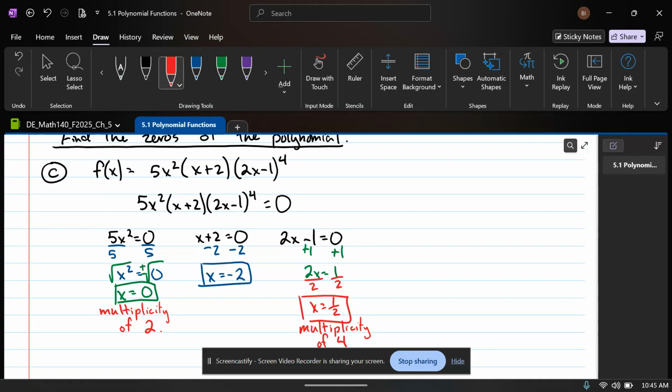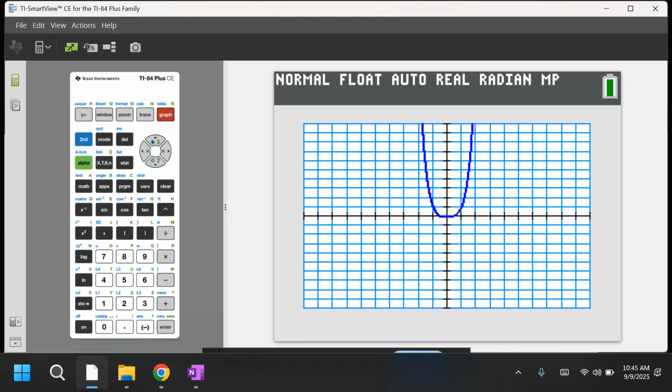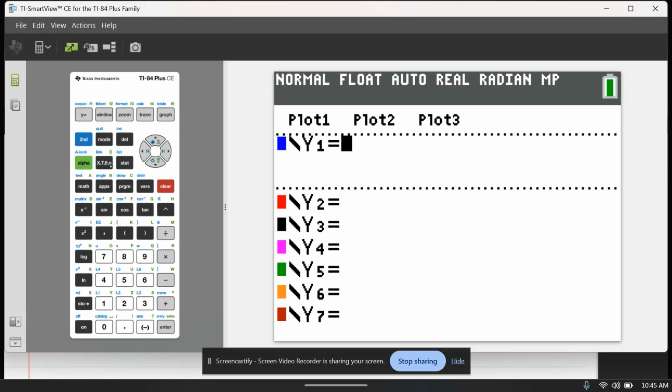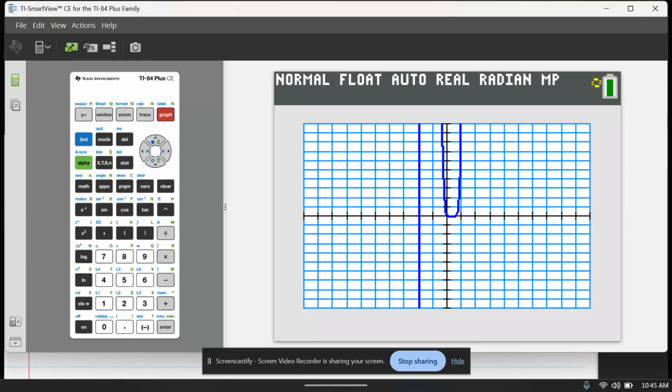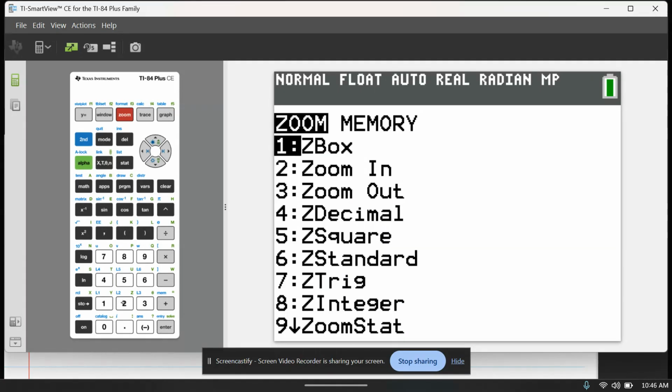So if I were to graph that polynomial, I want to do that. I'm going to graph 5x squared, parentheses x plus 2, parentheses 2x minus 1, close parentheses, raised to the 4th. I should see it crossing the x-axis at -2 and touching the x-axis at 0 and 1/2. It's going to be hard to see because the resolution is kind of tight here. I'm going to zoom in so we can see what's going on there.